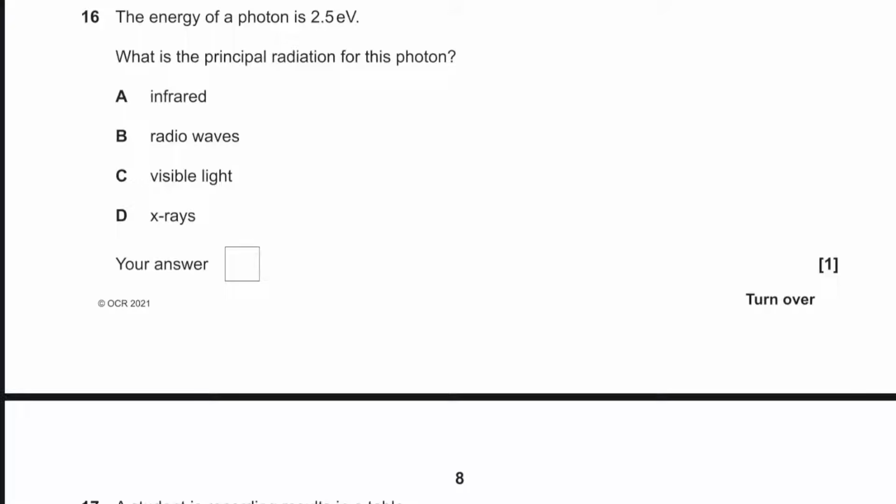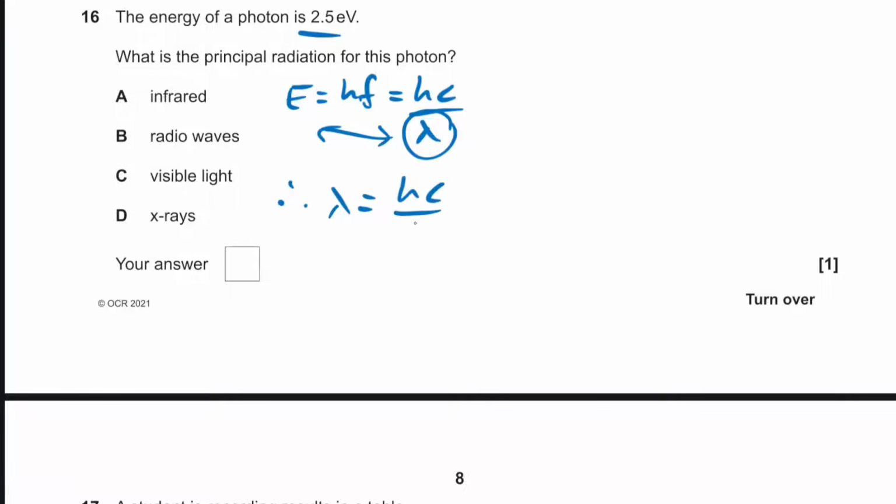16, energy of a photon is that many electron volts. What is the principal radiation for this photon? Right, we need to find the frequency, of course. So therefore we can say that E equals hf, but we're talking about wavelengths. So therefore we're going to say it's equal to hc over lambda. We're looking for the wavelengths. So therefore we're going to just swap those around. We can say that wavelength is equal to hc over E.